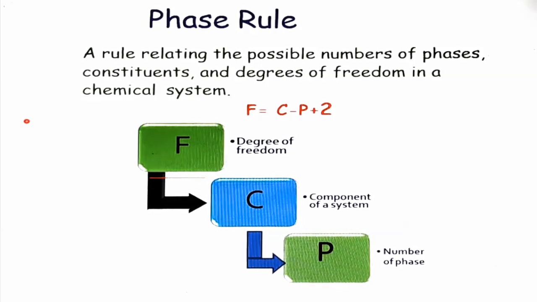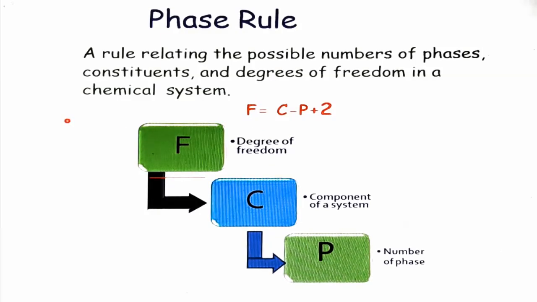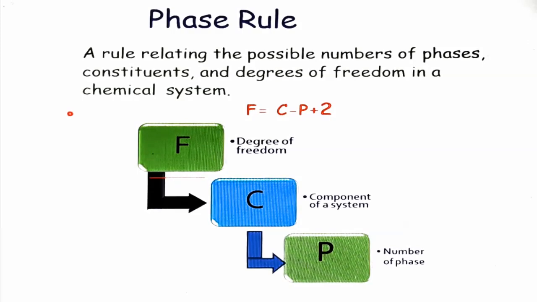So in that condition, if two phases are in equilibrium, what could be the degree of freedom? What will be the effect of temperature, pressure and other variables like concentration on that system? This whole concept, this whole information was given by Gibbs. So the phase rule is also known as the Gibbs phase rule, and he gave this formula.